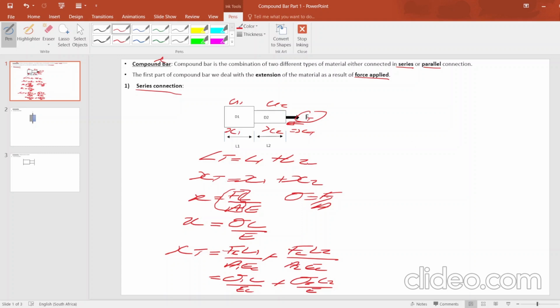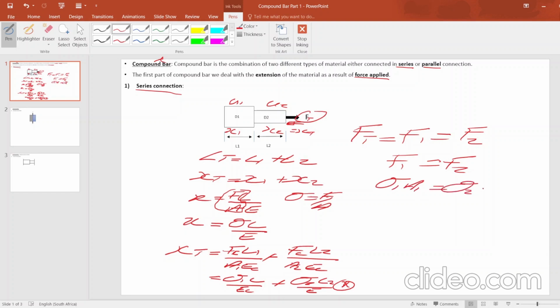Now, another thing that you need to make note of under your series connection is that Ft equals F1 equals F2, because the total force affects unit 1 and unit 2. If that's the case, F1 equals F2. If you are calculating total change in length, or you are given the stresses, it then means here F1 equals F2. It then means here we will have stress 1 area 1 equals stress 2 area 2.